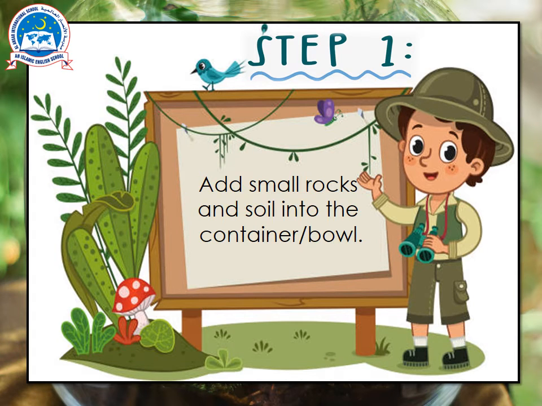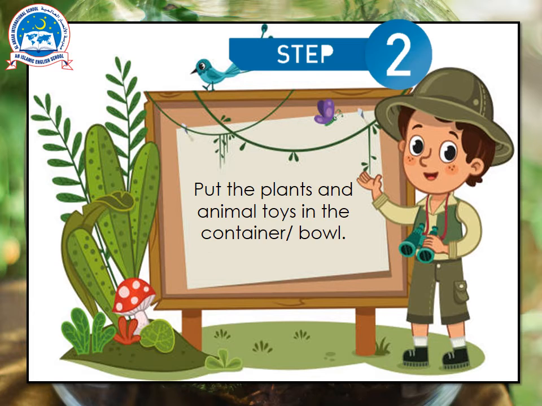Let's move on. The first step to make your terrarium is to add small rocks and soil into your container. So I hope you have collected some rocks and soil. It's time you put them in slowly. So you can make layers of rocks and then soil, or soil and rock. It's your choice. Or you can put them together. So that's your first step.